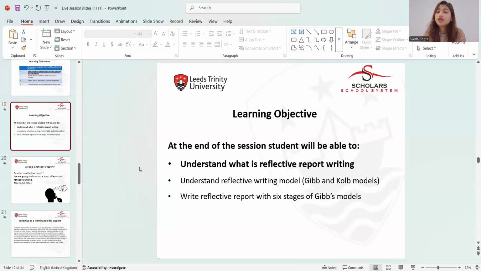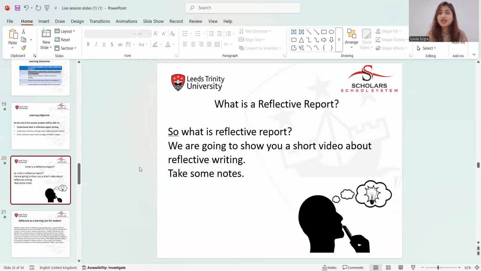At the end of the session, we will be able to understand what reflective report writing is, because it's quite essential for the assignment for this semester, and also understand the reflective writing models, Gibbs and Cope models, and what the 6 stages of Gibbs model and 4 stages of Cope's model are. So what is a reflective report? We are going to show you a short video about reflective writing, and take some notes.